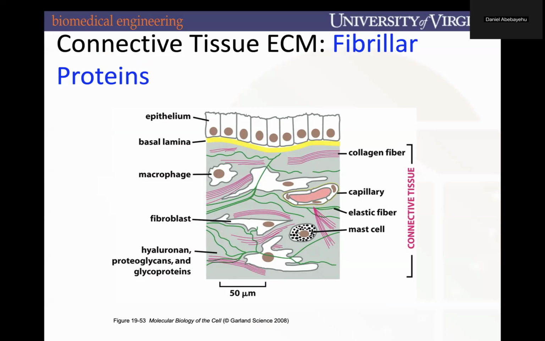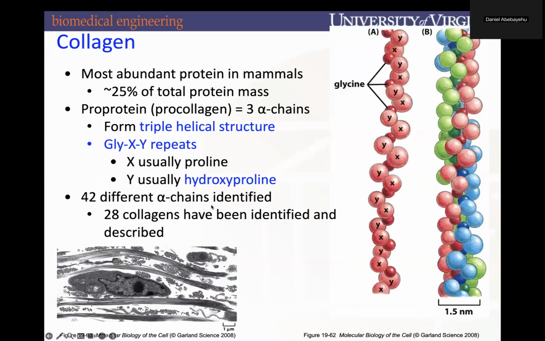So you can appreciate here that in the connective tissue ECM, with these different cells, there are different flavors of proteoglycans throughout, but what is also present throughout it are collagen fibers. Collagen is the most abundant protein in mammals.